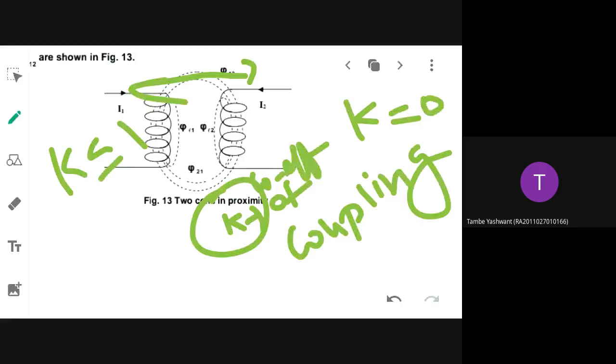There will be no coupling then. Weak, very weak coupling. These two coils will be very, very far off if K is equal to 0, and there will be a weak coupling existing between these two coils.